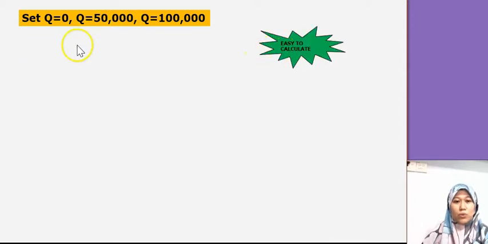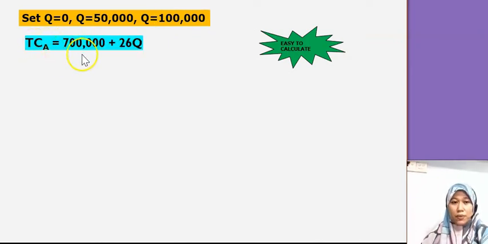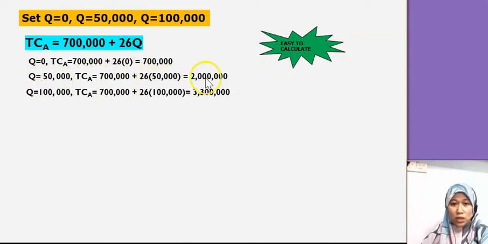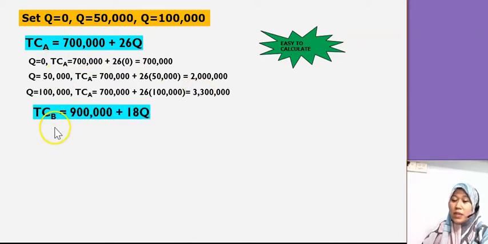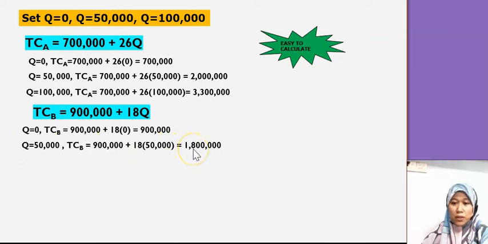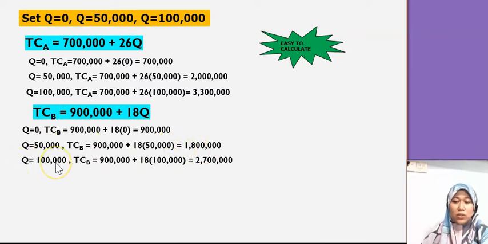So I do first for TCA. Okay, TCA when Q is zero is 700,000. So just plug in zero here. If Q is 50,000, put it in the formula and get 2 million. And for Q of 100,000, put it in the equation and get 3.3 million. Okay, done for TCA. Do the same thing for TCB too. When Q is zero, TCB is 900,000. If Q is 50,000, TCB becomes 1.8 million. And for Q of 100,000, TCB becomes 2.7 million.